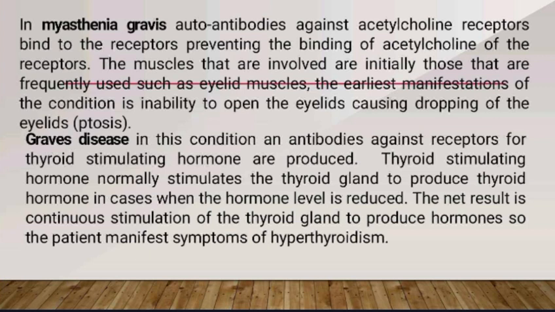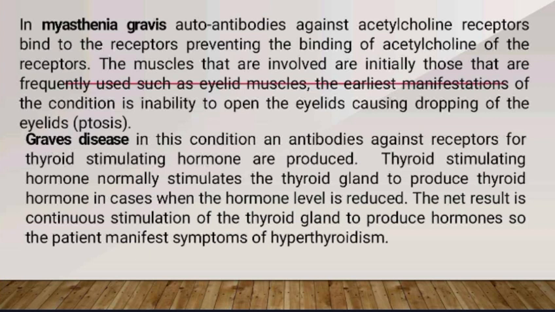Graves' disease. In this condition, antibodies against the receptor for thyroid stimulating hormone are produced. Thyroid-stimulating hormone normally stimulates the thyroid gland to produce thyroid hormone when the hormone's level is reduced. The net result is continuous stimulation of the thyroid gland to produce hormones, so that the patients manifest symptoms of hyperthyroidism.